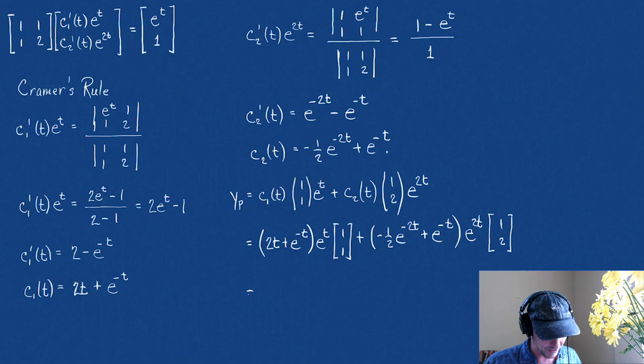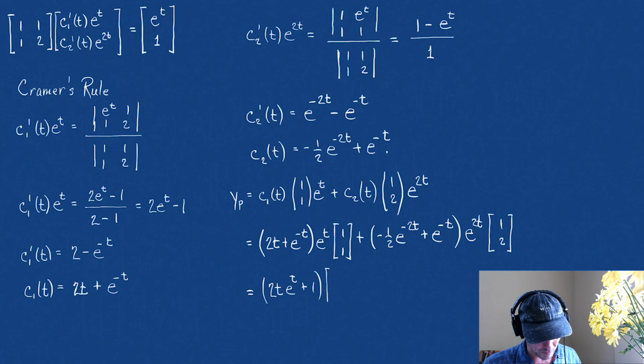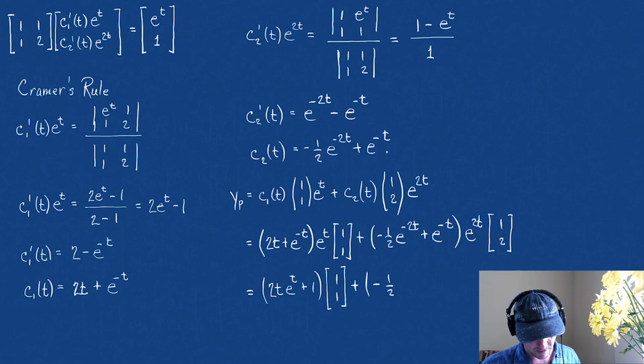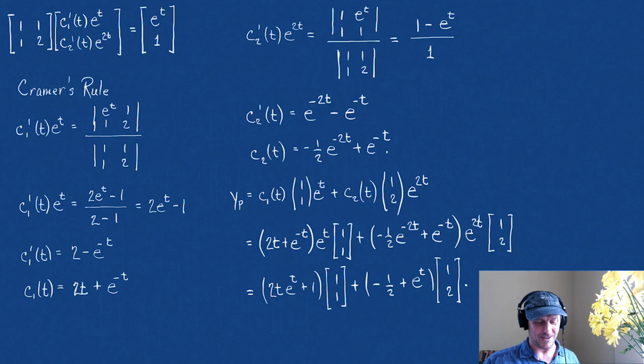A little bit of simplifying here. What are we going to pick up? This is going to give me 2t e to the t plus 1 times the vector 1, 1, plus a minus 1/2 plus e to the t times the vector 1, 2. And there is our y particular. And remember, we can check this if we were to take it and plug it back into y particular prime equals A y particular plus q.